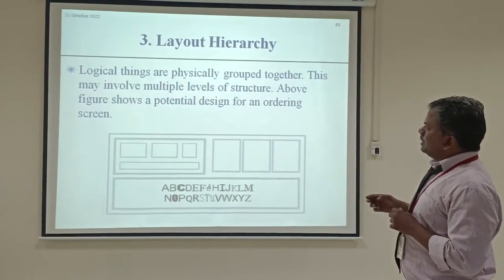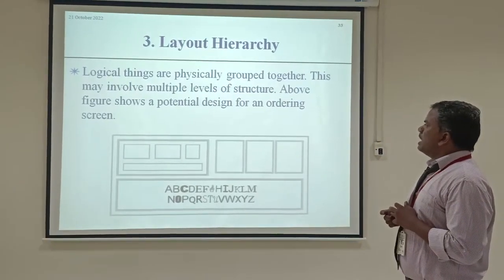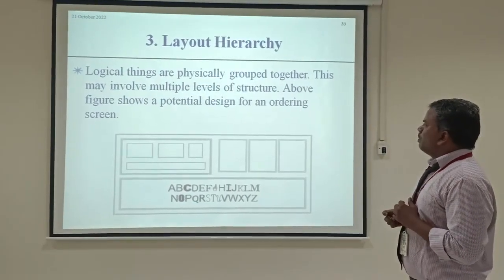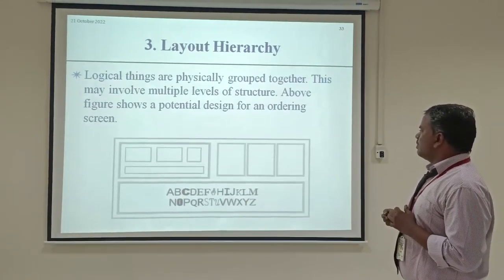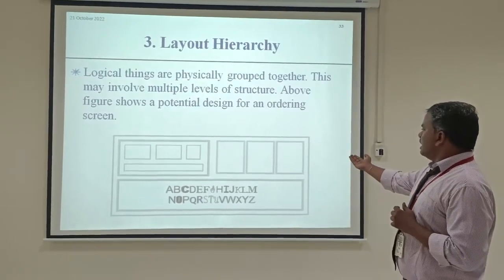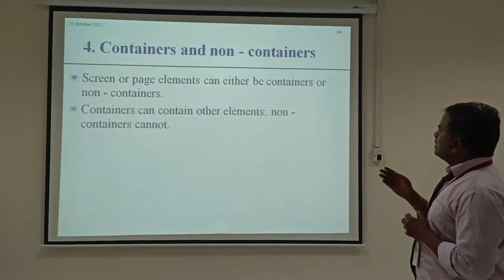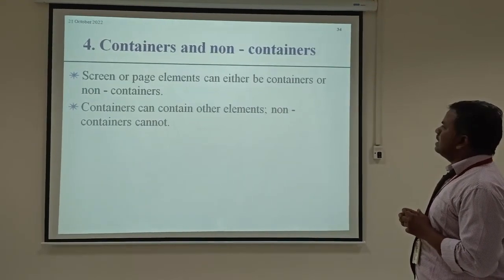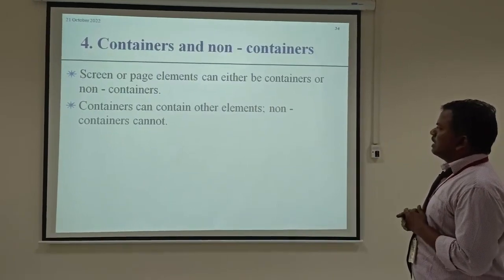Layout hierarchy. Logical things are physically grouped together. This may involve multiple levels of structure. The figure above shows the potential design for an ordering screen. There are different types of containers. It's a layout hierarchy: the first container, the second one, then finally the last one. Containers and non-containers: screen or page elements can either be containers or non-containers. Containers can contain other elements, non-containers cannot.